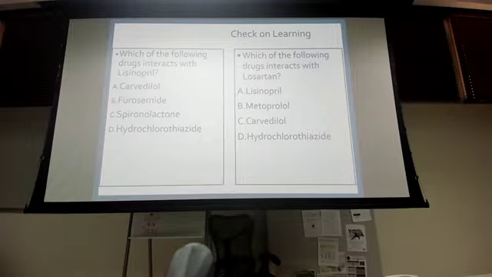And so it's A, right? Lisinopril. ACE and ARBs together. You cannot use them together. It's an OR. We're reaching back to hypertension on this check-on.